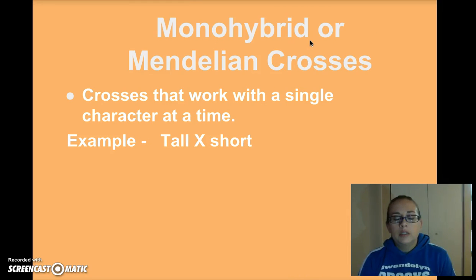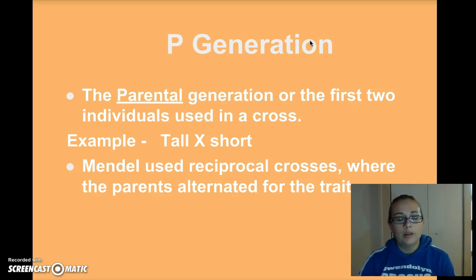So first, Mendel looked at monohybrid crosses, which we call Mendelian crosses, and these are going to be crosses that work with a single character at a time. So an example would be crossing a tall plant with a short plant, where all you're looking at is plant height. So again, that P generation is the parental generation, or the first 2 individuals that are used in a cross. And so with this example, you'd be taking a tall plant and a short plant, crossing together. They would be your P generation plants.